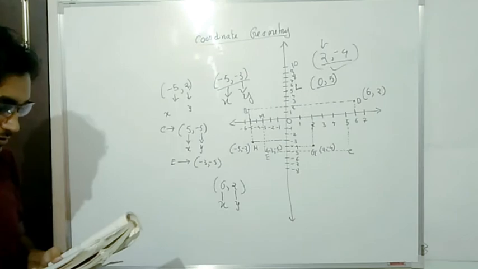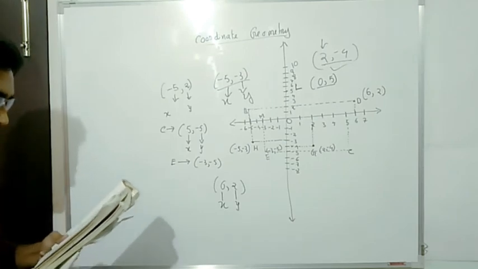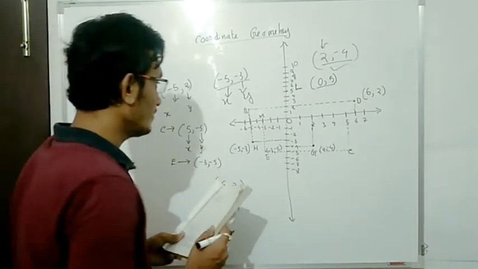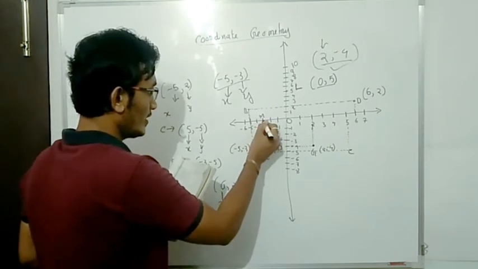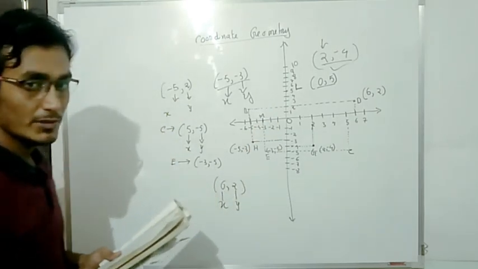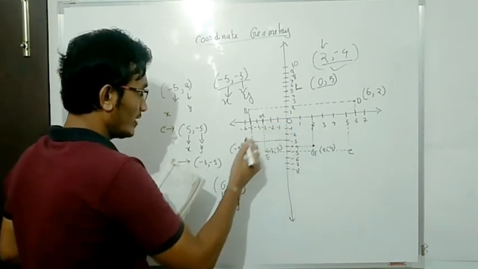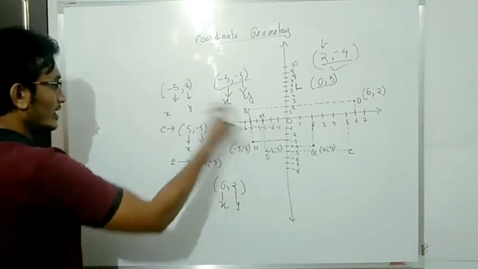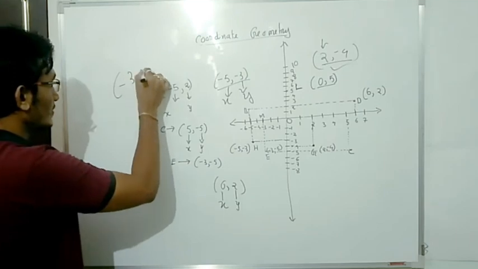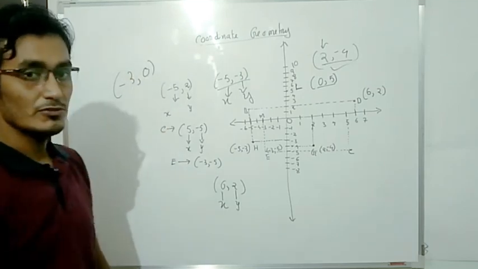Then the last question, the coordinate of M. First you look at the point M. Where is the point M? This is the point M. Again the same concept, starting from the point O. From O, 1, 2, 3 in the negative x-axis. So it should be minus 3, 0. Again here also the value of y is 0.